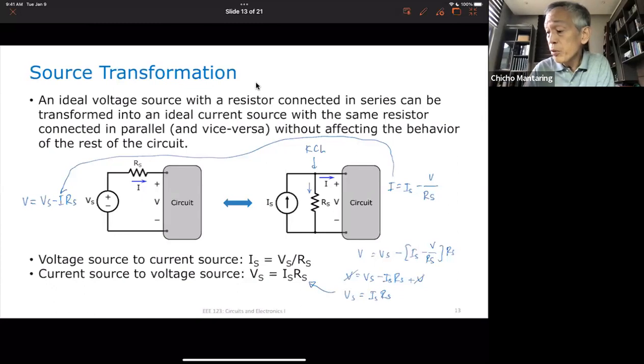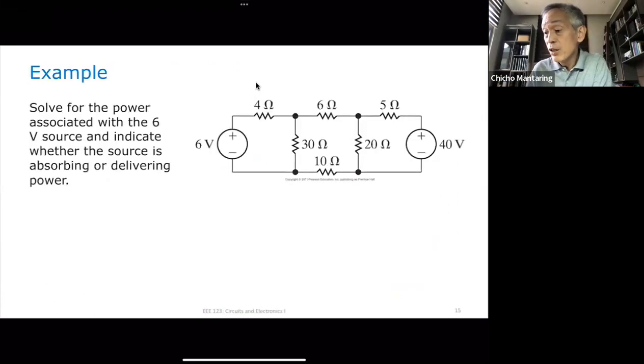So let's put this to practice. So here's an example. Solve for the power associated with the 6-volt source and indicate whether the source is absorbing or delivering power.